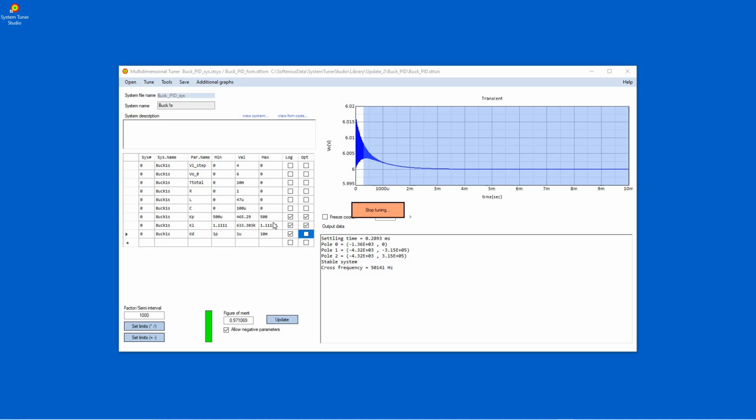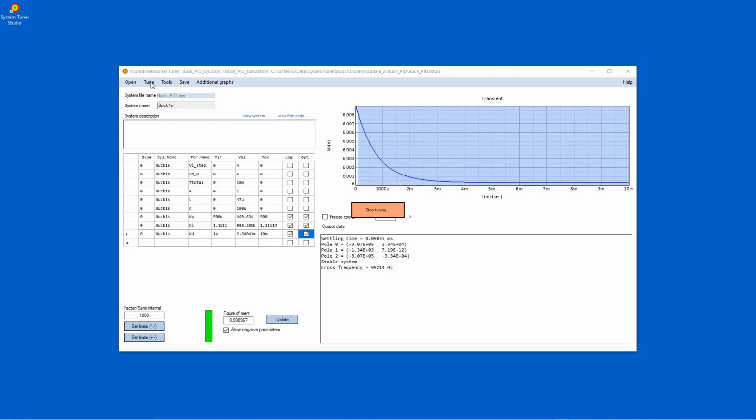It can be seen that something similar to two-dimensional optimization is obtained. We now include Kd in the optimization and see how the settling time is reduced even more. With the multidimensional tuner, you can study the influence of each of the parameters.